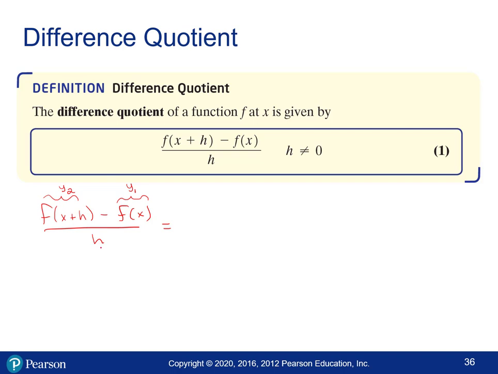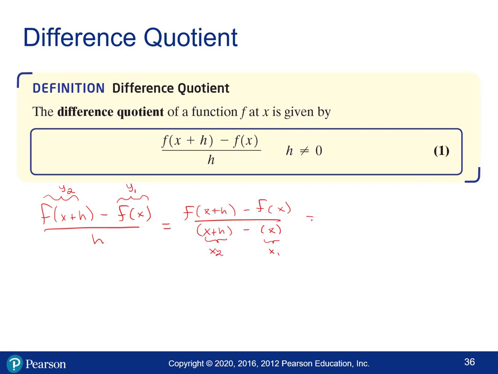Now on bottom it's just h, but what we could also say is that the bottom is the same thing as x plus h minus x. Notice if you subtract those, you will just be left with h. And so this is an x value, we'll call this x1. This is another x value, we'll call this x2.